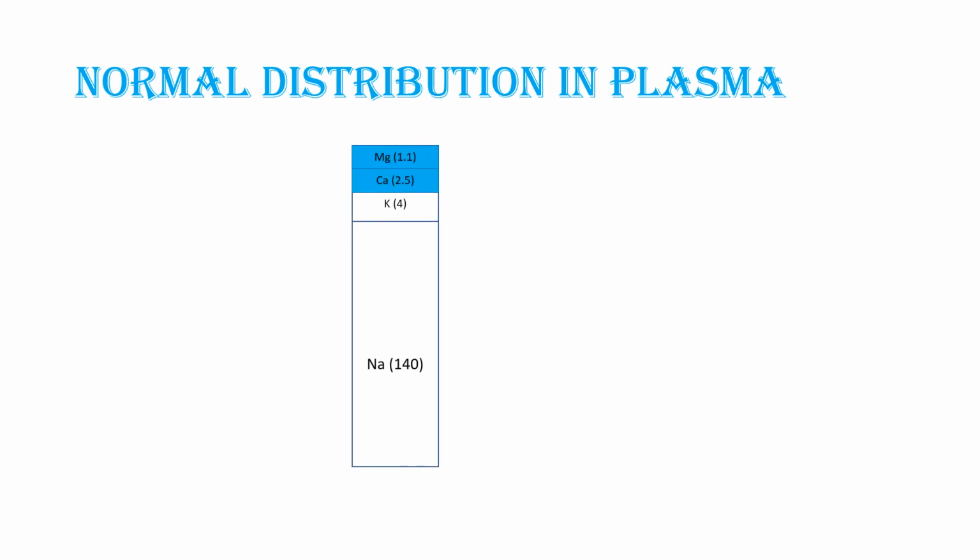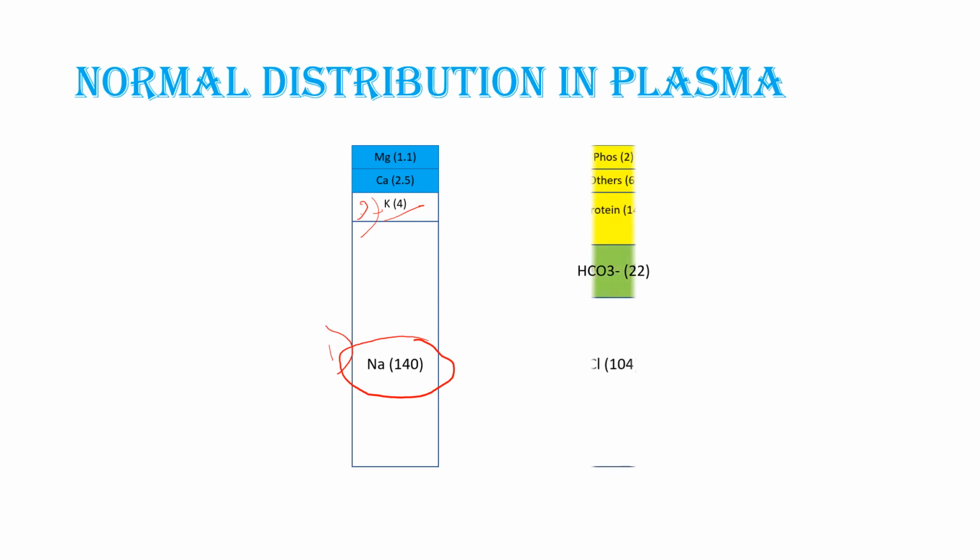So when we see the normal distribution of ions in plasma, we find that amongst the cations are positively charged ions, as we know from our school days of chemistry. The major cation is sodium and the other one is potassium. So these two are the cations which we measure at the bedside of a patient in an ABG. Magnesium and calcium we generally don't. Ionized calcium we monitor, but generally sodium and potassium are the values which we can measure at the bedside.